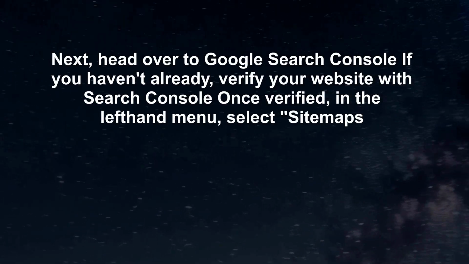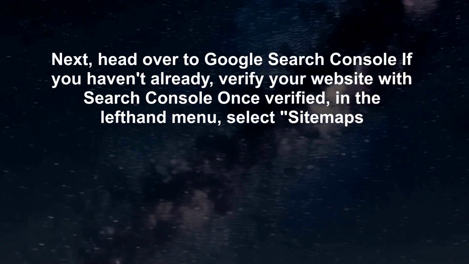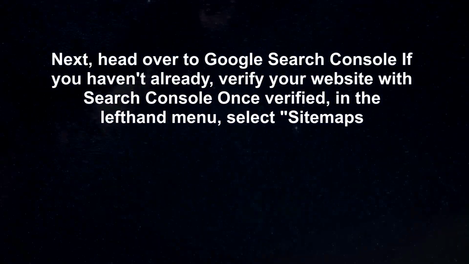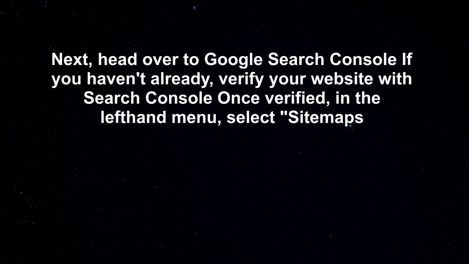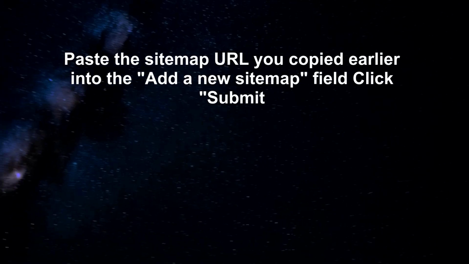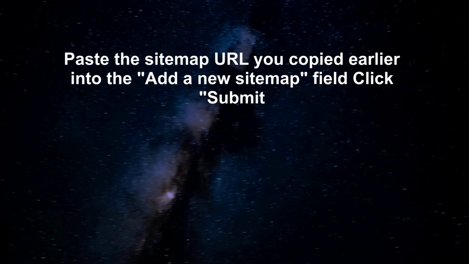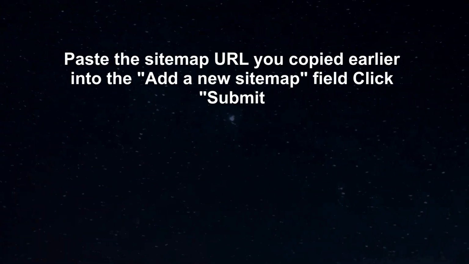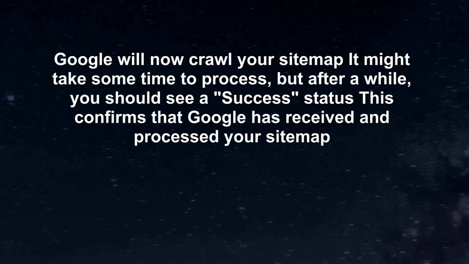Next, head over to Google Search Console. If you haven't already, verify your website with Search Console. Once verified, in the left-hand menu, select Sitemaps. Paste the sitemap URL you copied earlier into the Add a New Sitemap field. Click Submit. Google will now crawl your sitemap.